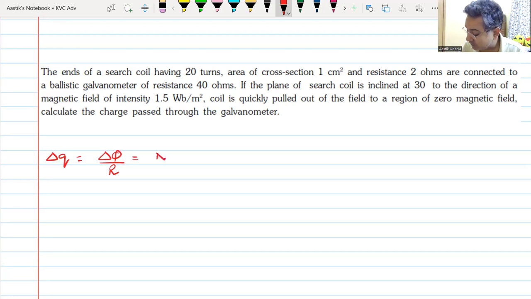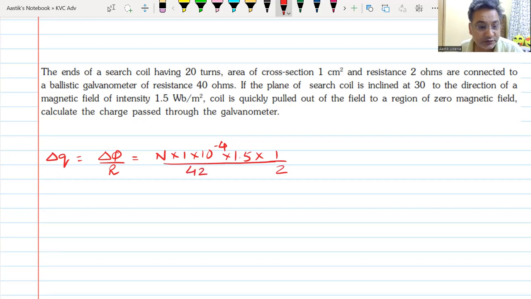What is the initial flux? Number of turns is N. Area is 1 centimeter square, so 1 into 10 raised to the power of minus 4. Magnetic field is 1.5. What is the angle between the magnetic field vector and area vector? 60 degrees, sir. Cos of 60 is half, yes or no? Yes, sir. Divided by the total resistance. Total resistance is 42. Yes or no? Yes, sir. That is the answer. You calculate it and you will get your solution. Do we get this? Yes, sir.